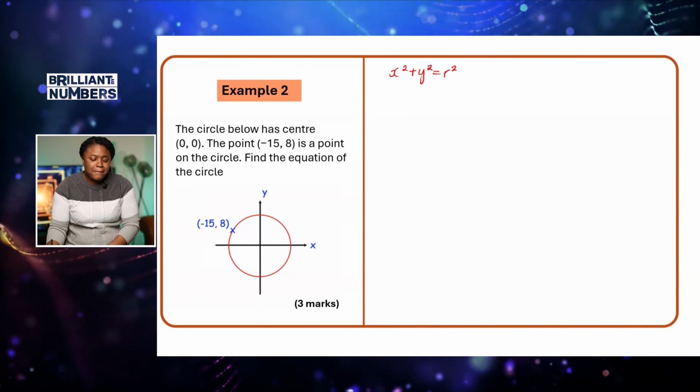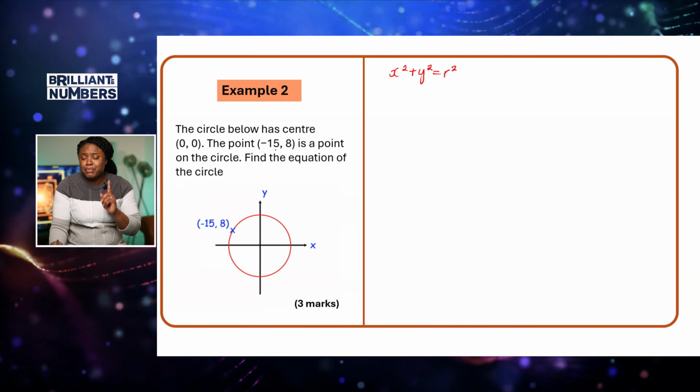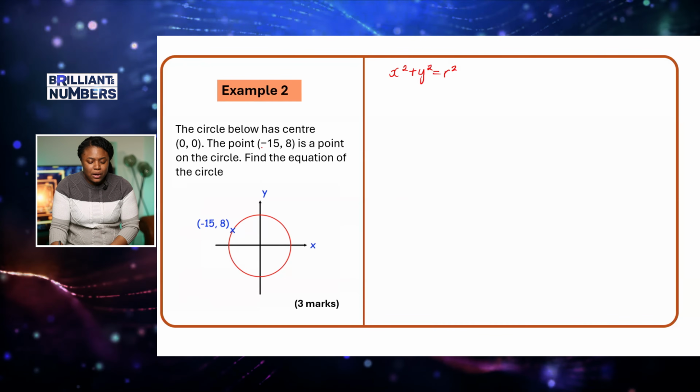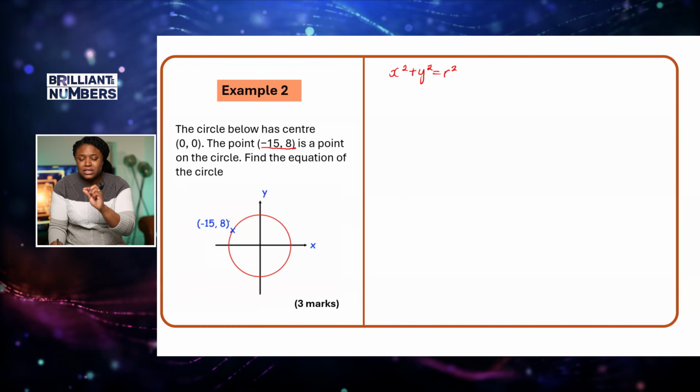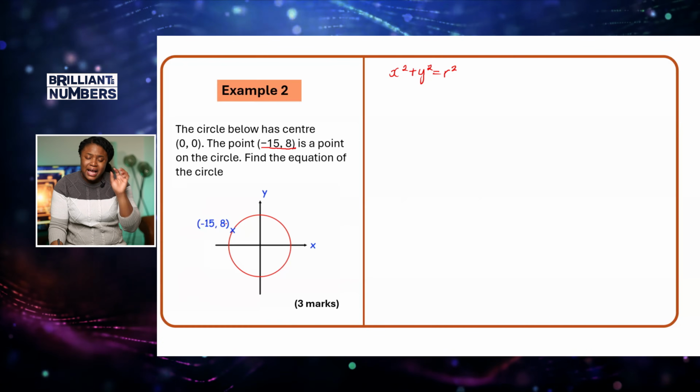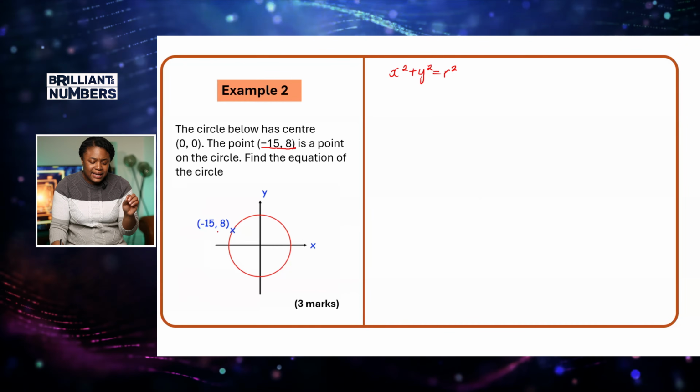The point (-15, 8) is a point on the circle. So I underline that, give myself the focus, make a connection with my diagram, and pick up that point on the circle, which I can see here.